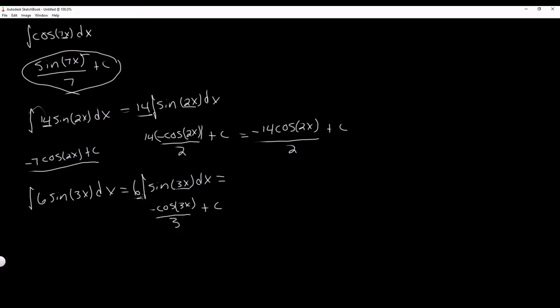And then we can't forget the constant. So we're going to multiply 6 by this. And we are going to get negative 6 cosine of 3x divided by 3 plus c. And this can be further simplified. Negative 6 divided by 3 is negative 2. So this is going to be equal to negative 2 cosine of 3x plus c.